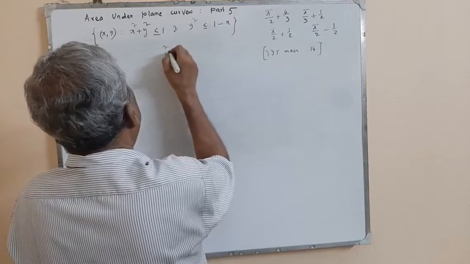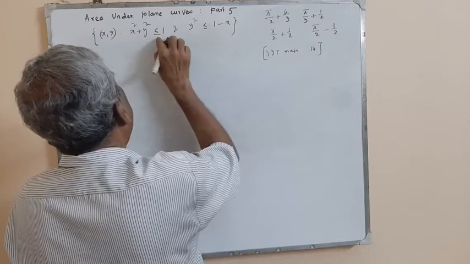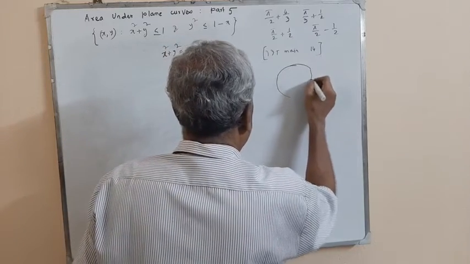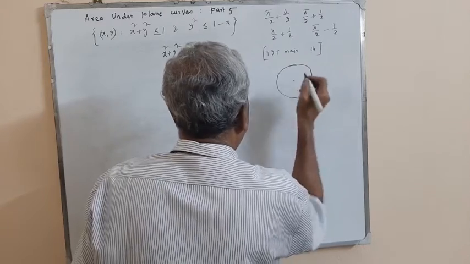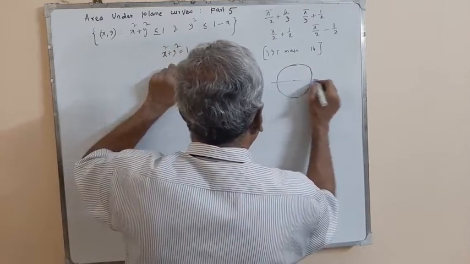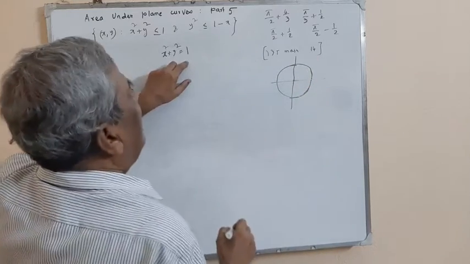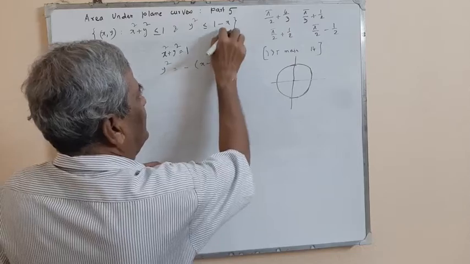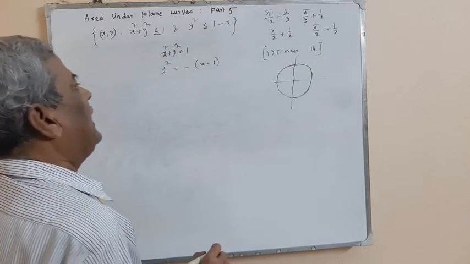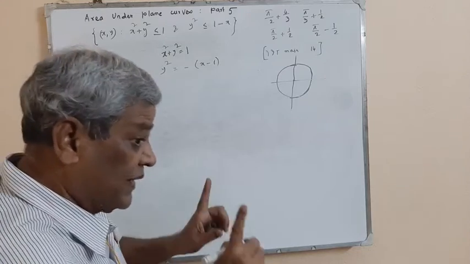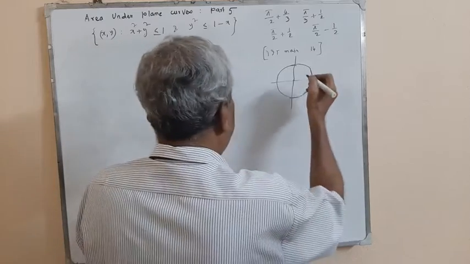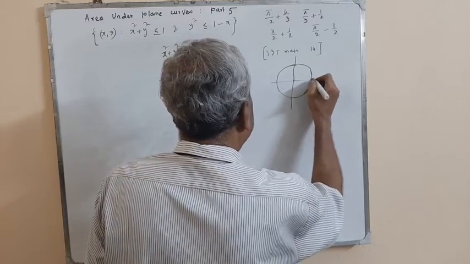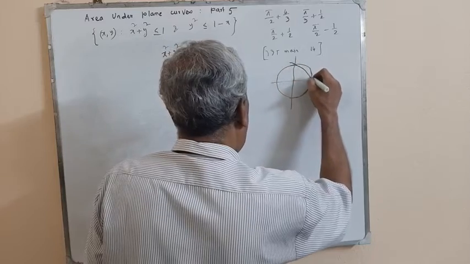If we take the equality sign, x square plus y square is equal to 1, a circle whose center is at the origin and radius 1. This is the x-axis, this is the y-axis, and y square is equal to minus of x minus 1, taking the equality sign. This is a parabola of the type y square is equal to minus 4ax, its vertex is at x is equal to 1, y is equal to 0. So 1, 0 is the vertex, and it is of that type.